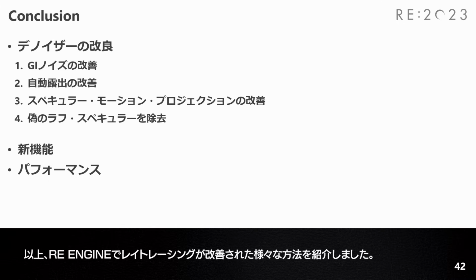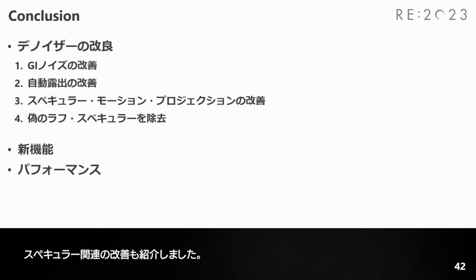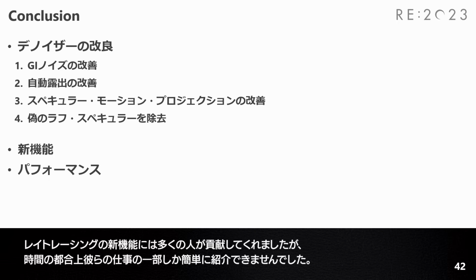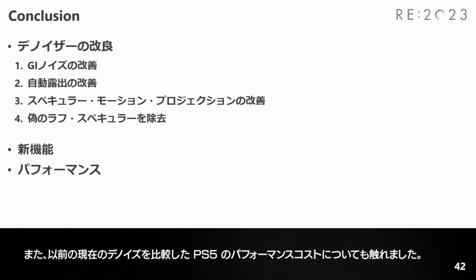In conclusion, those are the various ways in which ray tracing was improved in RE Engine. The presentation mainly focused on GI denoiser-related improvements due to the fact that it is a difficult topic and valuable to share and discuss. Specular-related improvements were also introduced. Many people contributed to the new features for ray tracing, but I was only able to briefly mention some of their work due to time constraints. I also touched on PS5 performance costs, comparing the previous denoiser to the current one.